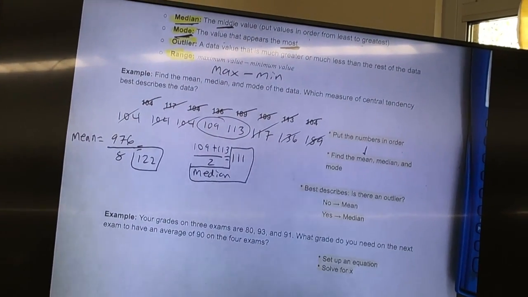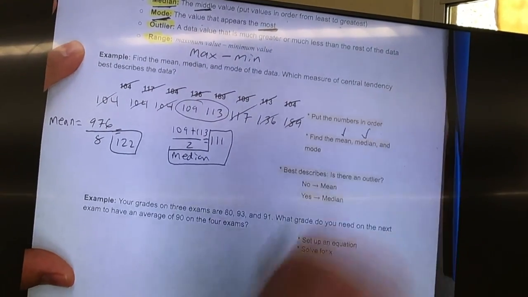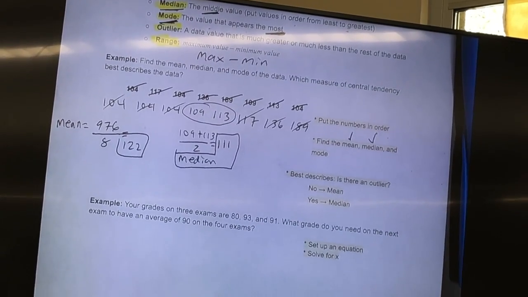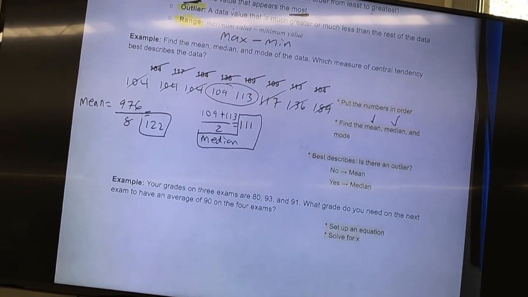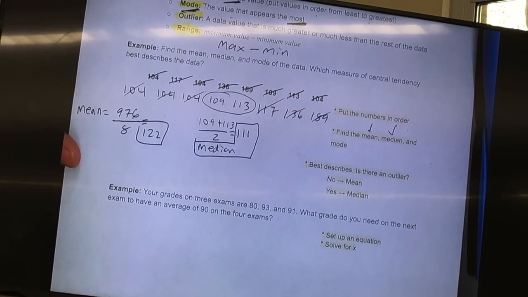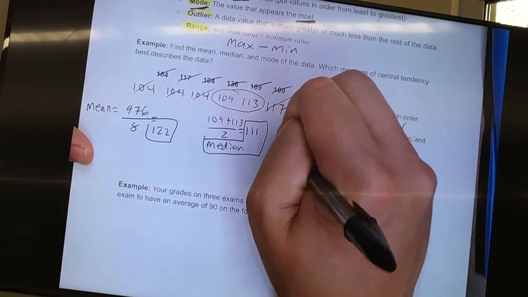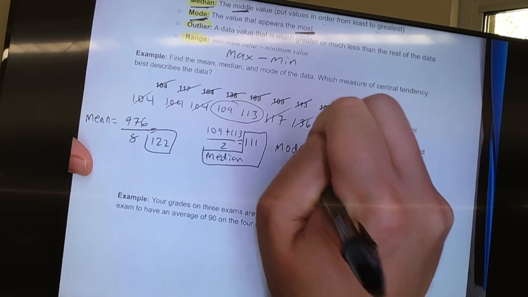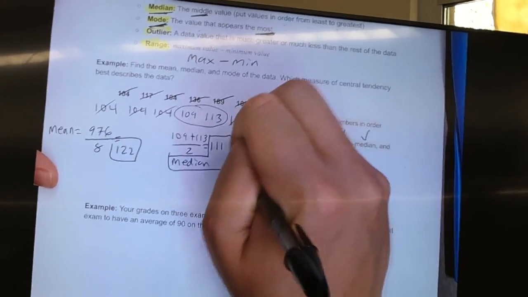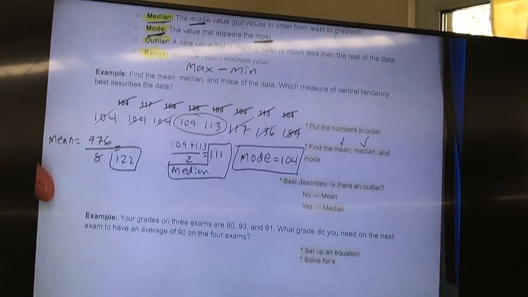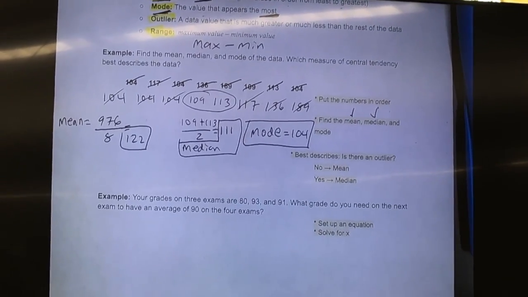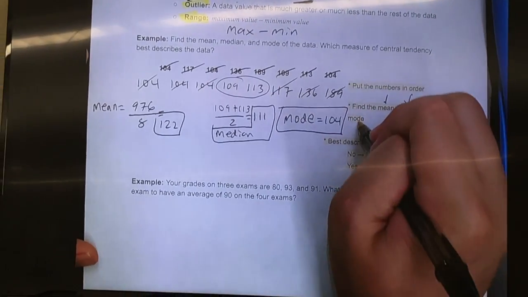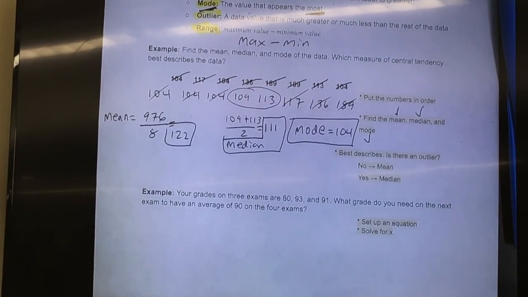All right, so that's done. Well, I already said the mode as I was writing them down, right? We saw a ton of 104s. So that is our mode. All right. So do we have anything else that we needed to answer there? No.